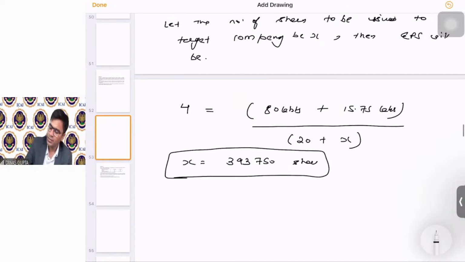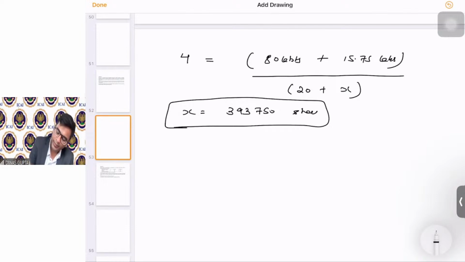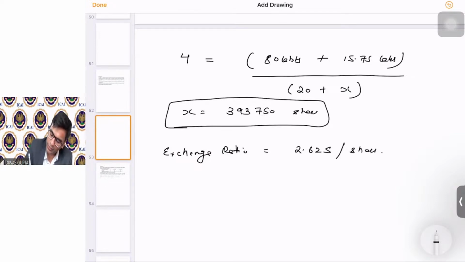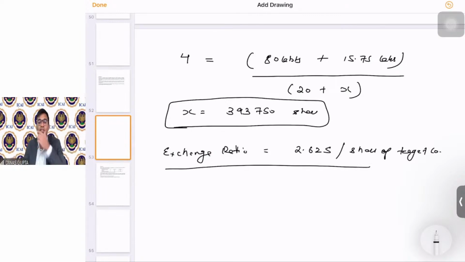So these much shares needs to be issued, and hence the exchange ratio will become 2.625 per share. This is the exchange ratio, students, of target company. So for every one share, the company will issue 2.625 number of shares. Okay, clear?